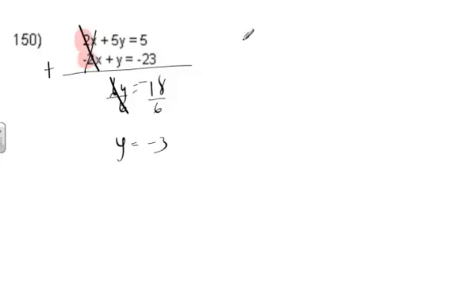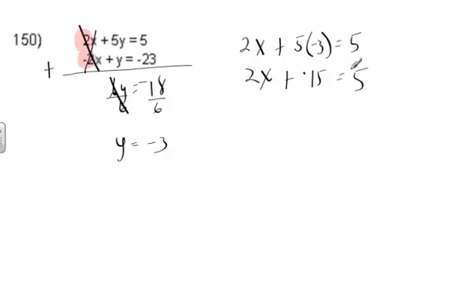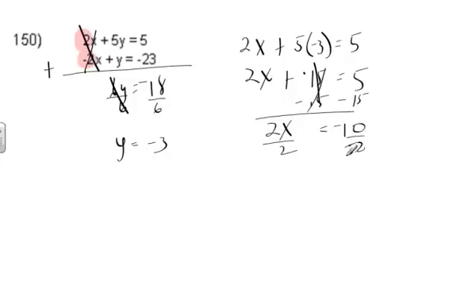All right, let's substitute correctly this time. So 2x plus 5 times -3 equals 5. So 2x plus -15 equals 5. And then we just solve the equation. So the faster you are at this, the faster you actually can do the whole problem. Okay. Divide by 2. Oh. And x equals -5. So my ordered pair is -5, -3.